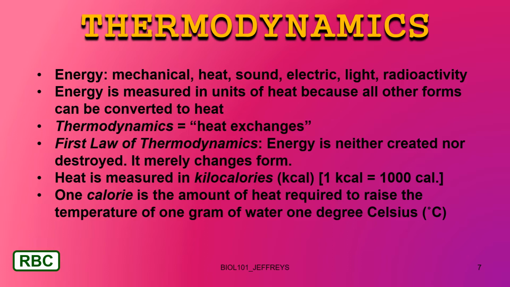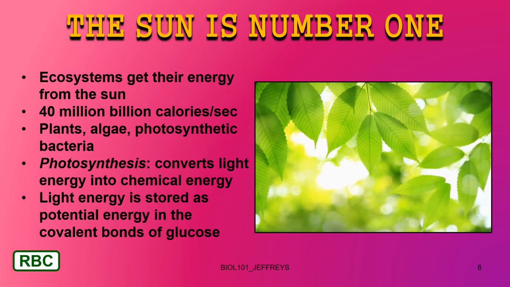One calorie is the amount of heat required, because remember, energy is measured in heat units, and one heat unit is a calorie. So one calorie is the amount of heat required to raise the temperature of 1 gram of water 1 degree Celsius. So ecosystems get their energy from the sun. Ultimately, all energy comes from the sun at the rate of 40 million billion calories per second.